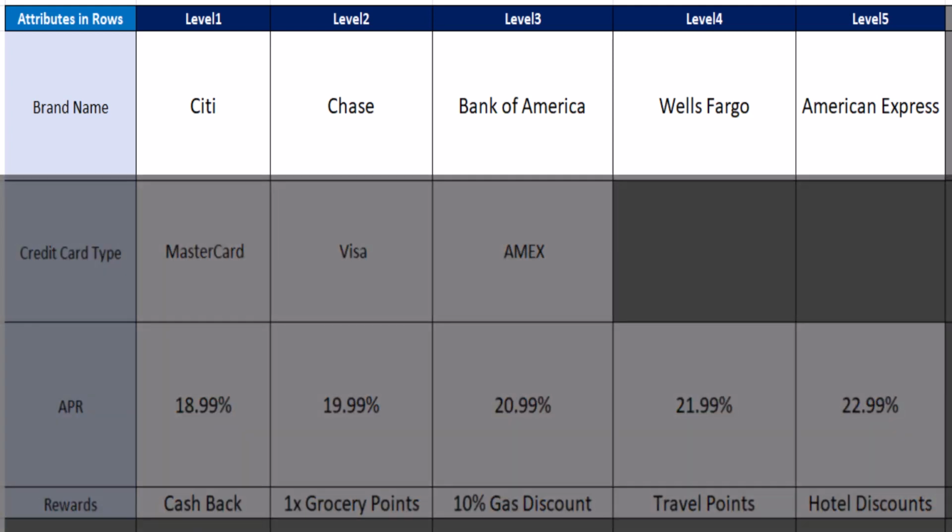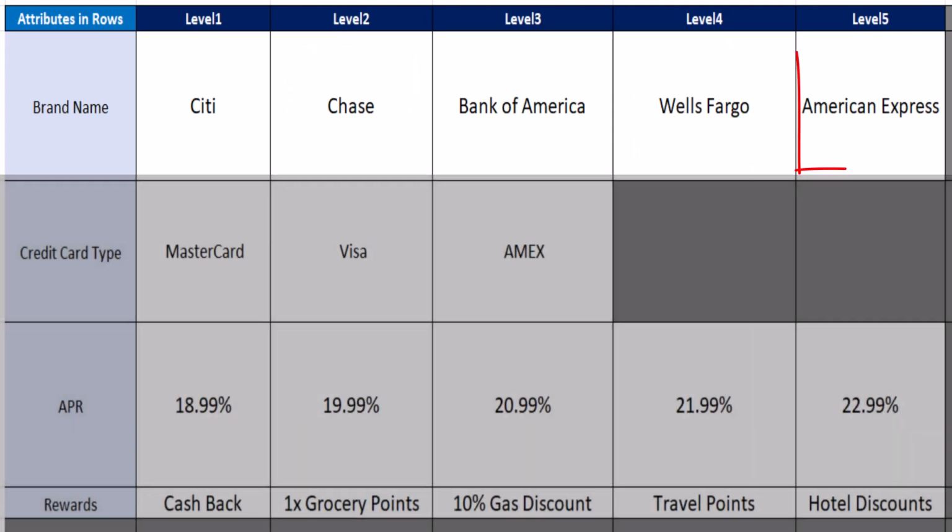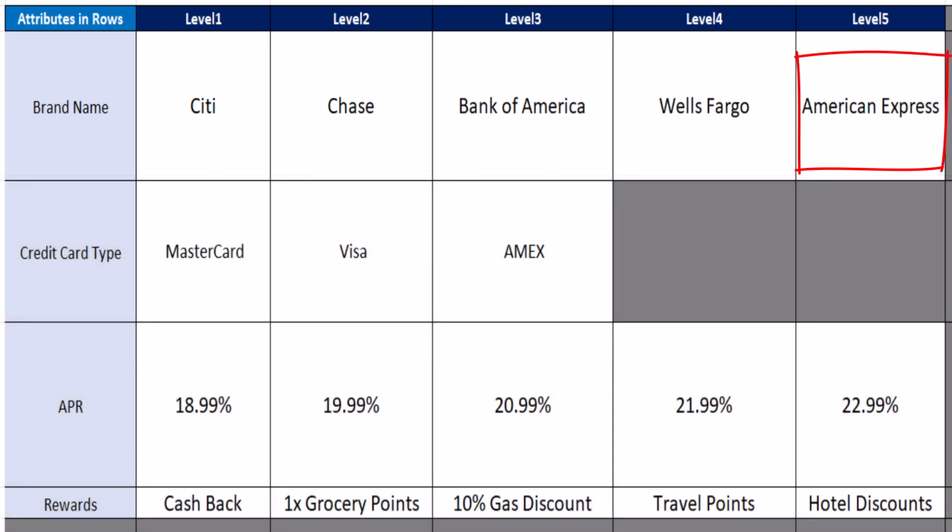For example, the first attribute is brand, and we can see that on this grid, the brand in the first position is Citi. The brand in the second position is Chase. Third position is Bank of America. Fourth position is Wells Fargo, and fifth position is American Express. These are the first, second, third, fourth, and fifth levels of the attribute called brand. The rest of the attributes, card type, APR, and rewards, are organized the same way.